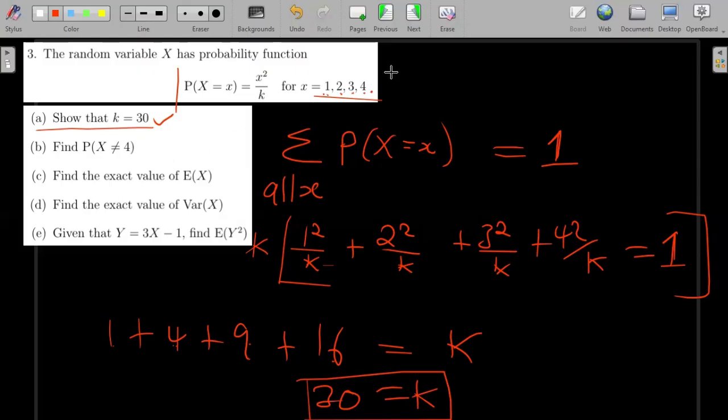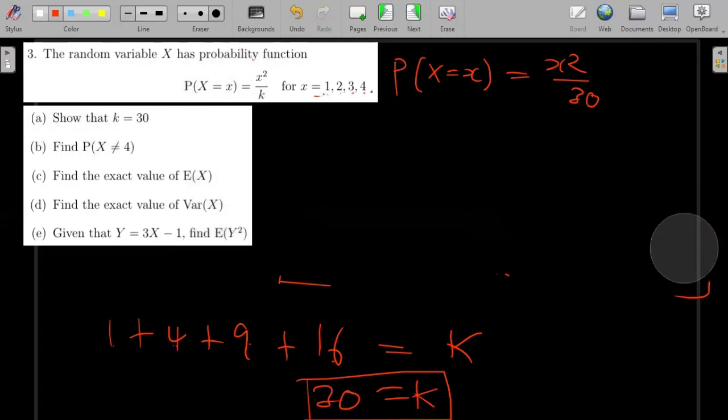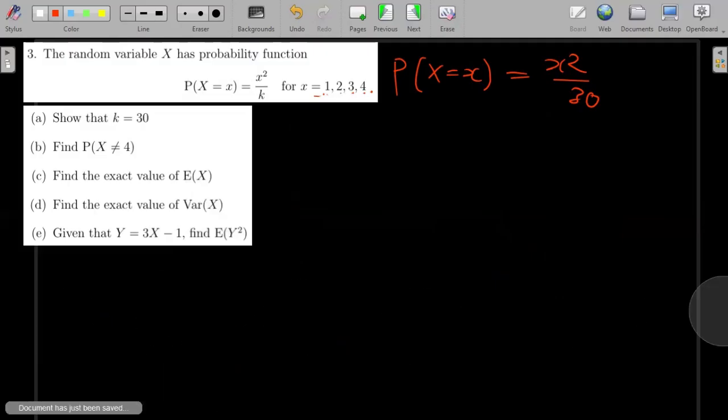So we found the value of k. It means the probability function, we can now write it as x squared divided by 30. And then from now, we can find the other probabilities, or the other questions.